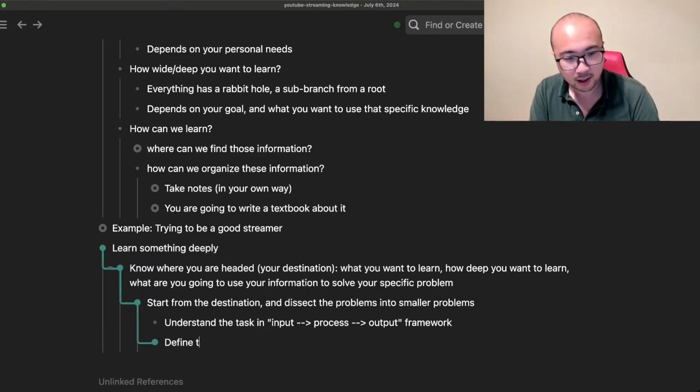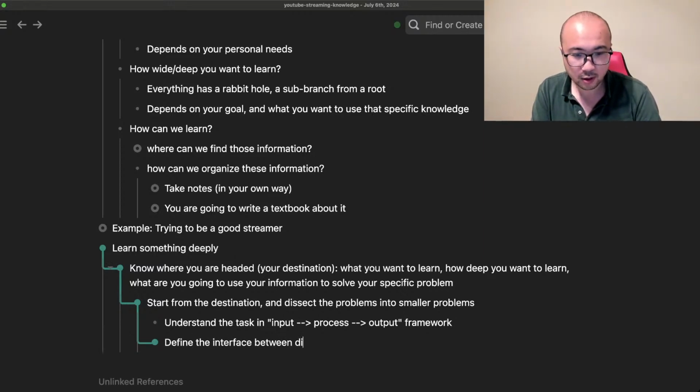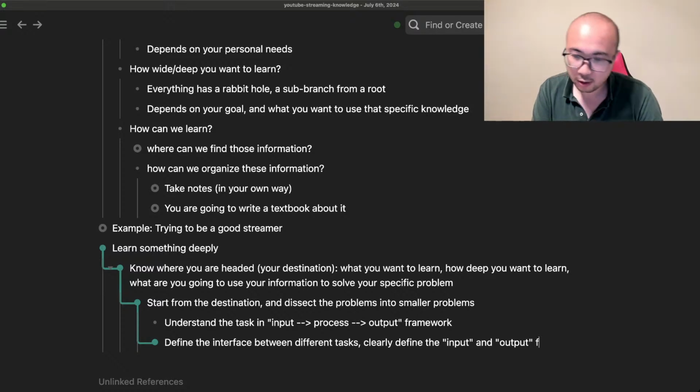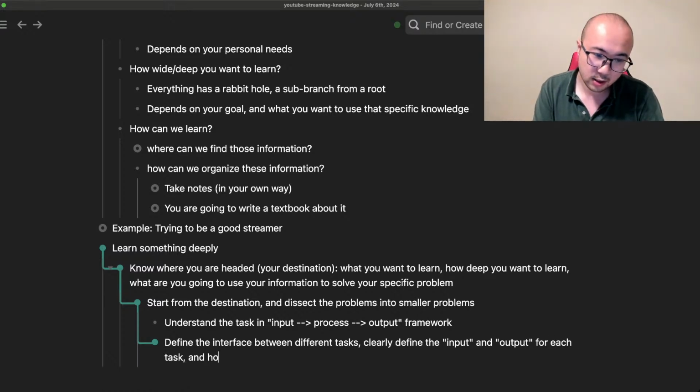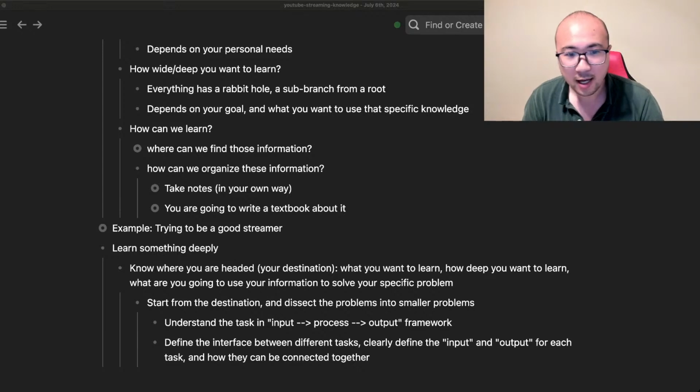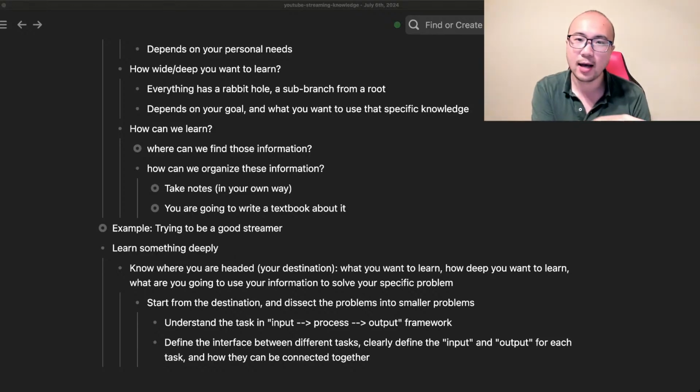Like define the interface between different tasks, clearly define the input and output for each task and how they can be connected together. I think this is really important. And for this one, I think you can use Freeform on Mac or on iPad to do that, because on Freeform you can have arrows, right?